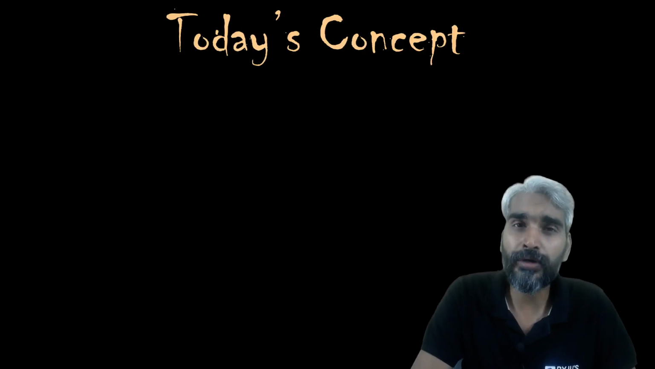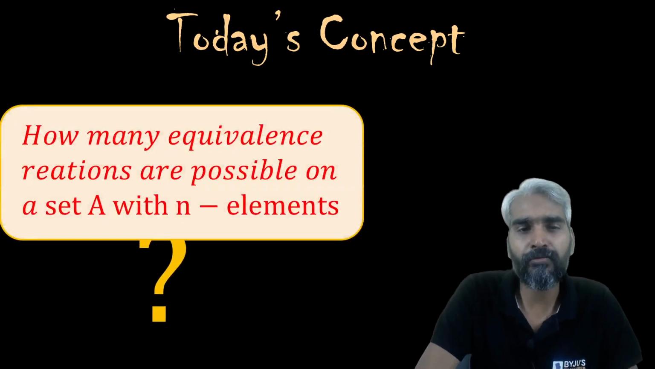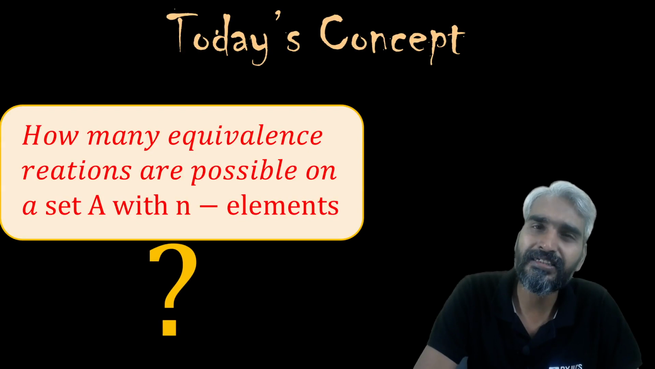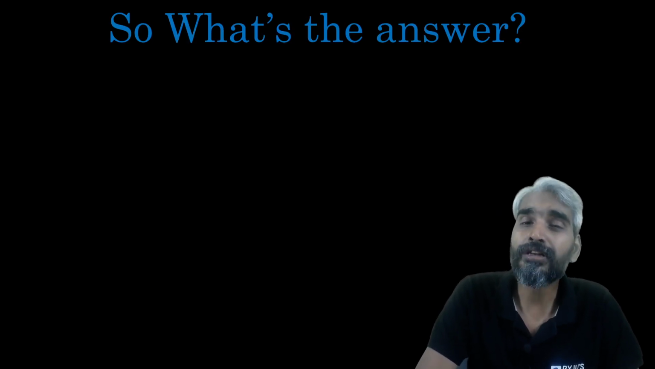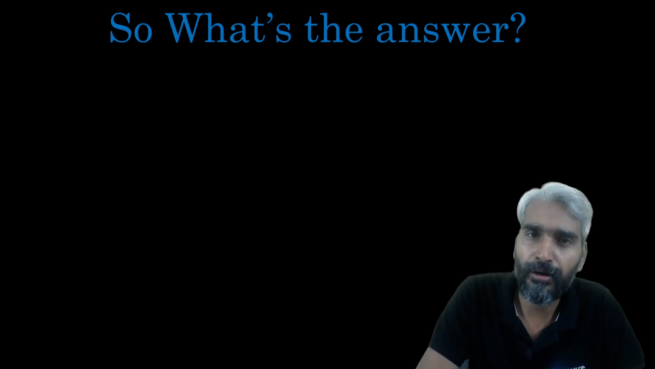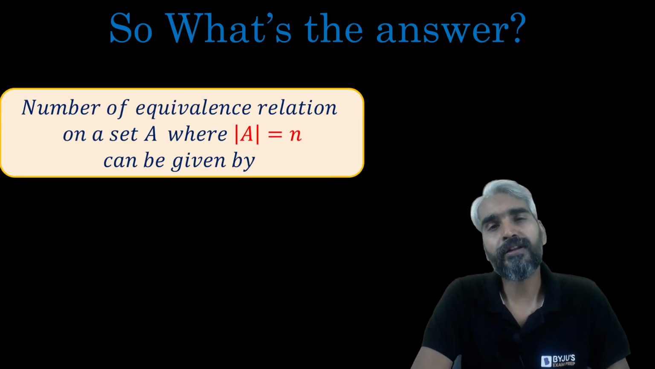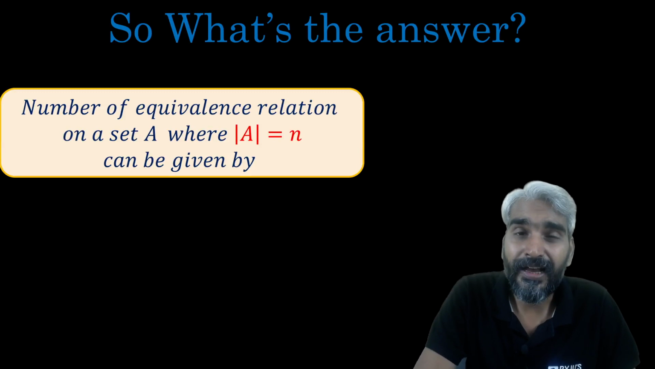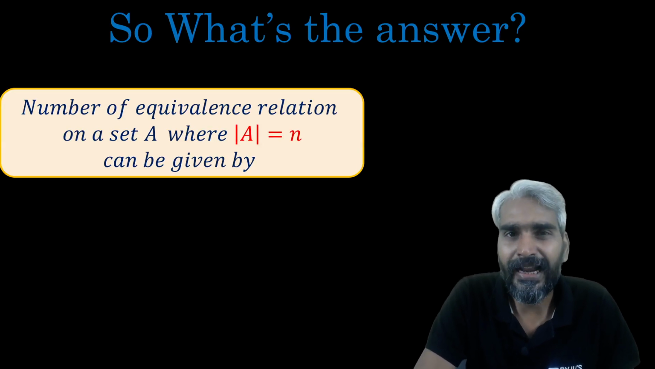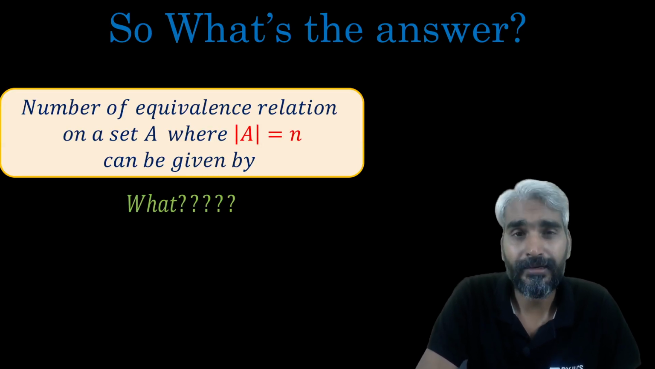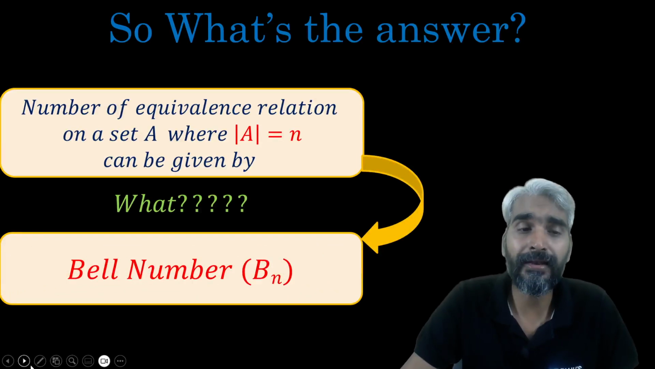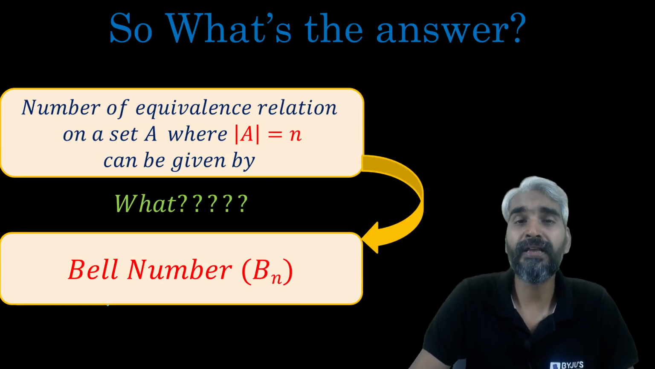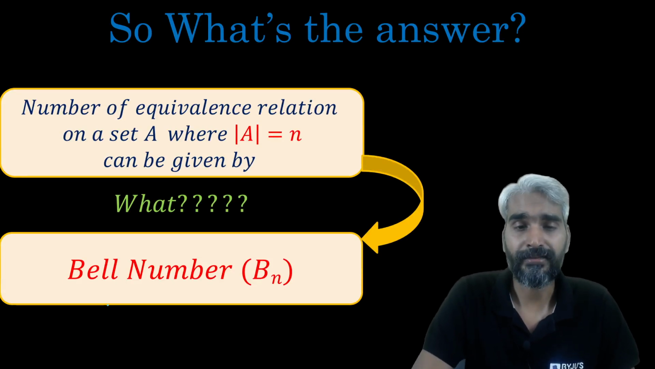So what's today's topic? The topic is that we want to calculate the number of equivalence relations on a set A which consists of n elements. So what's the answer for this particular problem? The number of equivalence relations on a set A with n elements can be given by a specific type of number known as the Bell number. We call it Bell number, Bn.